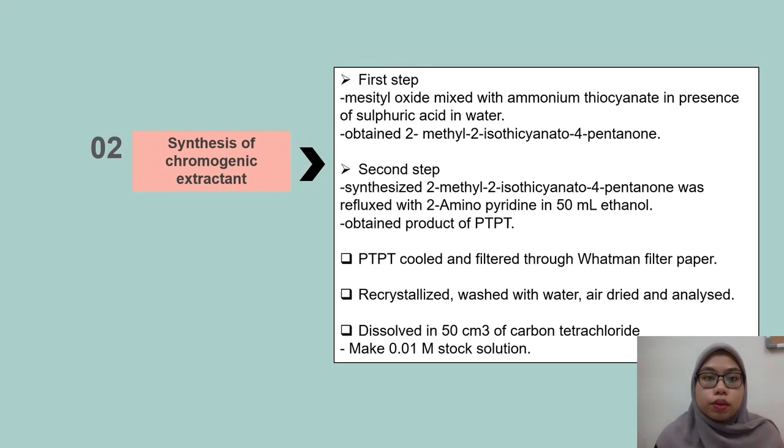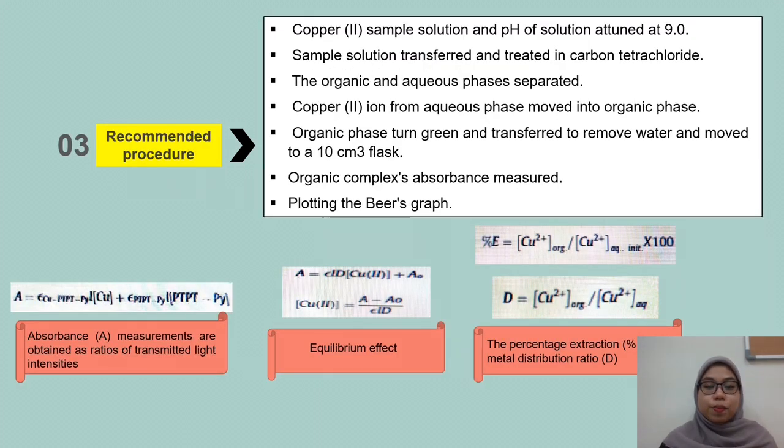Second, 2-methyl-2-isothiocyanato-4-pentanone was refluxed with 2-aminopyridine in 50 ml ethanol for 50 minutes to get PTPT, or synthesis of 1-pyrimidine 4,4,6-trimethyl-1,4-dihydropyrimidine-2-thiol. PTPT was recrystallized from glacial acetic acid, washed with water, air-dried, and analyzed. PTPT was dissolved in 50 cm³ of carbon tetrachloride to make a 0.01 mol stock solution. Next, recommended procedure.